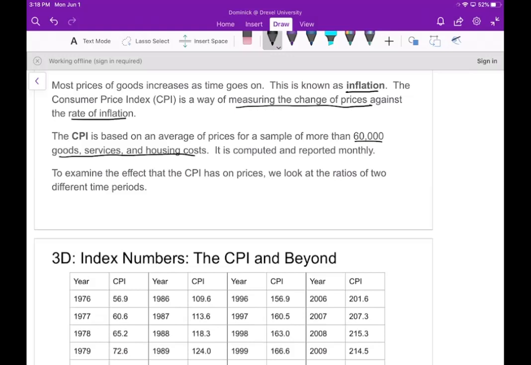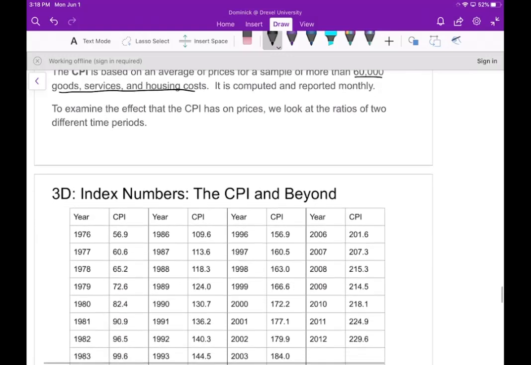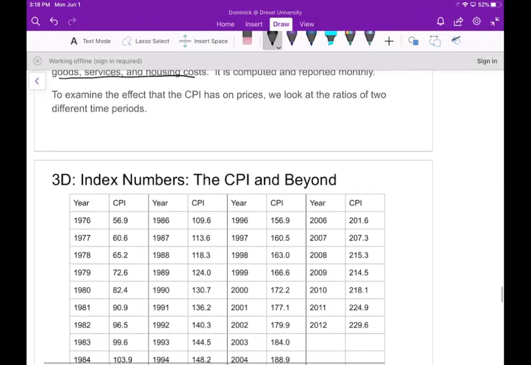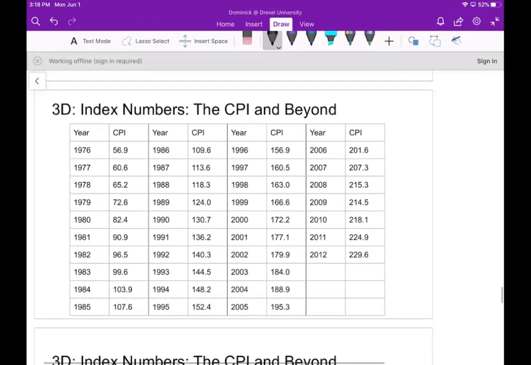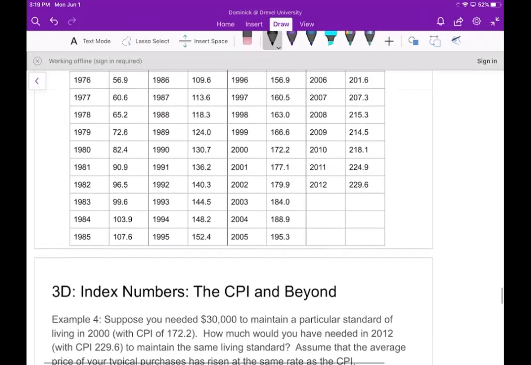So to examine the effect that the CPI has on prices, what we essentially would do is look at the ratios of two different time periods. And of course, here's a table of some of the CPIs for some given years. Okay, so you can see that in general, the numbers are sort of trending upward. And it looks like in here, let's see.